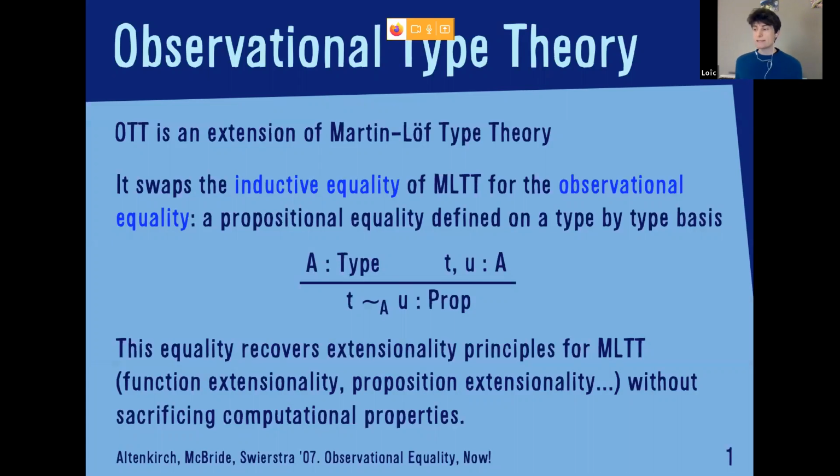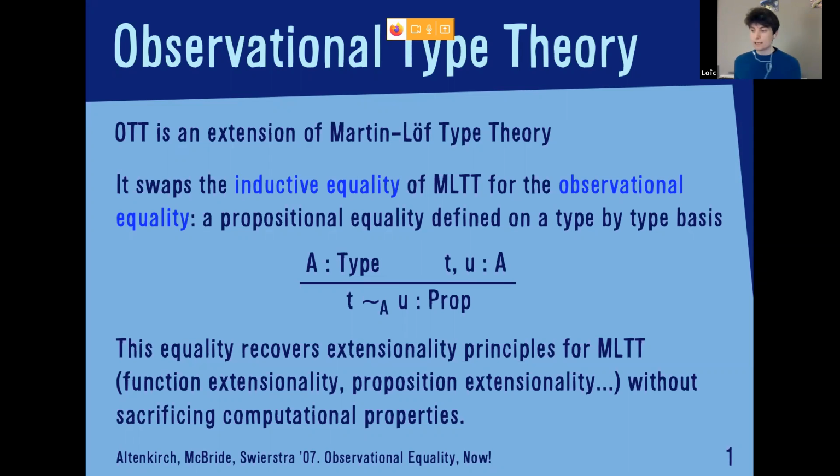It was developed in the early 2000s, notably with the seminal paper of Altenkirch, McBride, and Swierstra. Basically, the whole point of observational type theory is to extend intensional type theory with extensional reasoning principles, such as the extensionality of functions or the extensionality of propositions, and to do this without sacrificing computational properties.